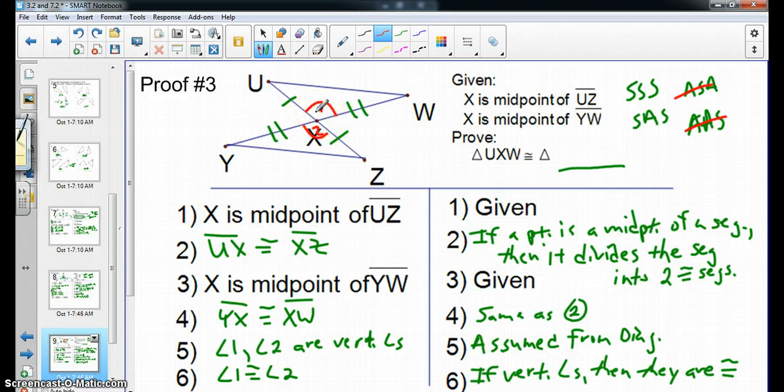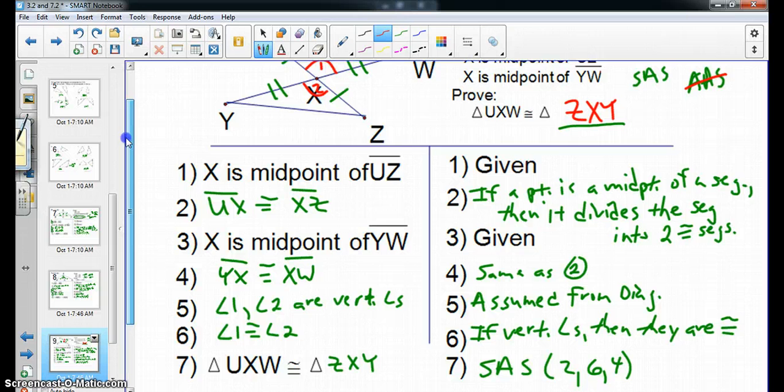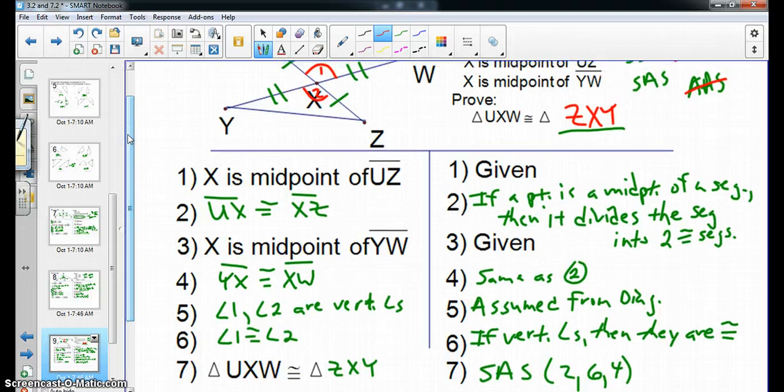The next portion that we need to actually prove is figure out what our triangle would be. So we have to match up the corresponding sides, which would be triangle ZXY. And again, one last thing, please make sure when you have side, angle, side, 2 has to be a side. The middle must be the angle.